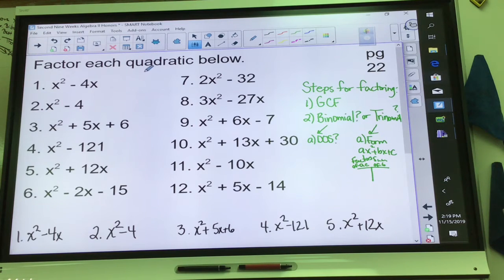Okay, we're going to review several factoring concepts, and on the right there in green, I wrote down the steps to factor. So if that's something that you'd like to write down, you're welcome to do that. You're not required to do so.